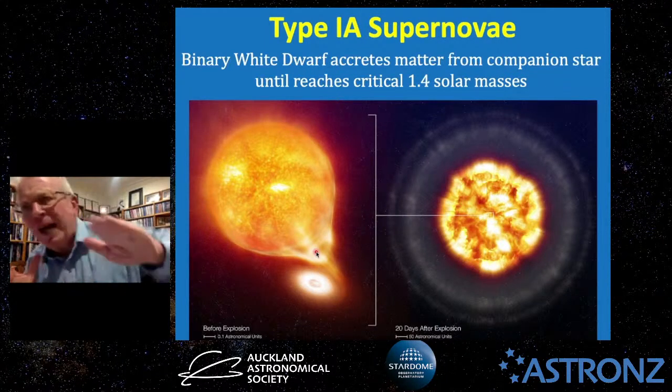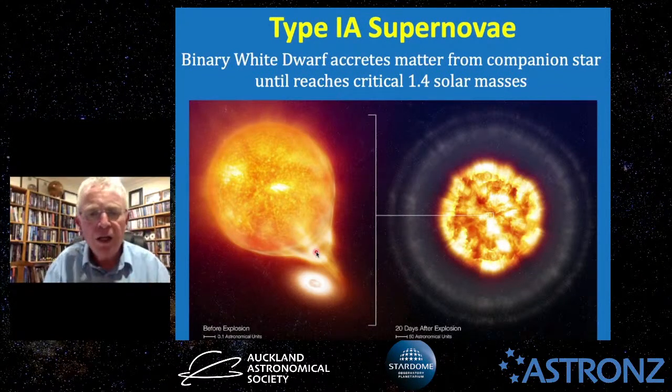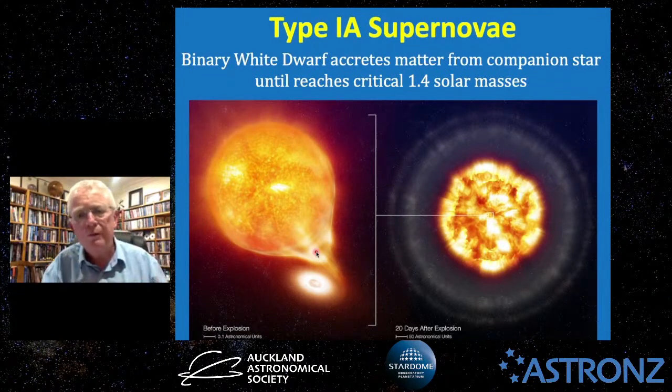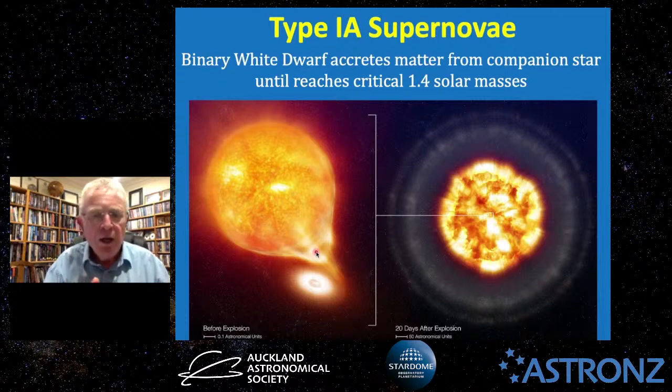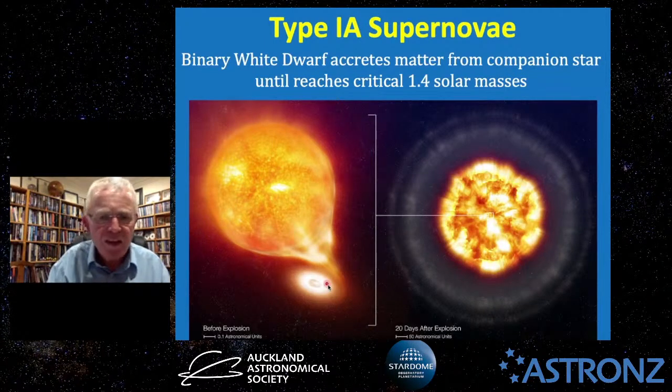White dwarf stars are happy. They're stable little souls if they're allowed to keep below about 1.4 solar masses. But if they get up to 1.4 or greater solar masses, they become unstable, and they just explode and rip themselves apart. And that's what's going on here. Mass is accumulating. Nice little accretion disk going on here, and the material's falling onto the surface of the white dwarf. Suddenly it reaches this critical value, and there's a massive explosion.